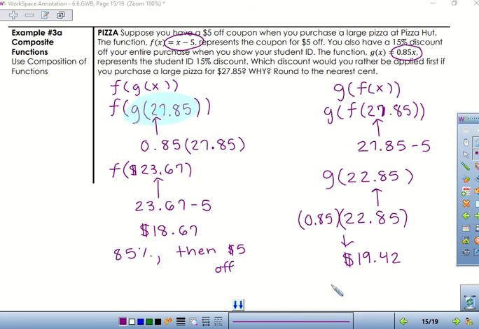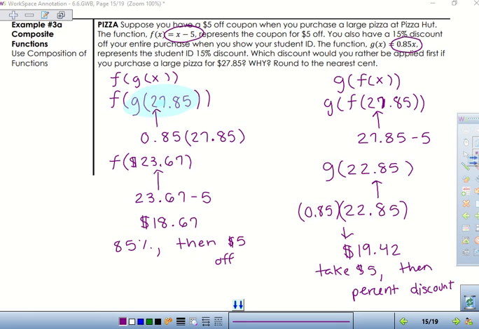So this is when you take $5 off, then percent discount. So the moral of the story here is, is it better to take the flat dollar amount off first and then the percent, or the other way around? What do you guys think? Percent, then dollar amount. Okay, so now you know that for future reference.